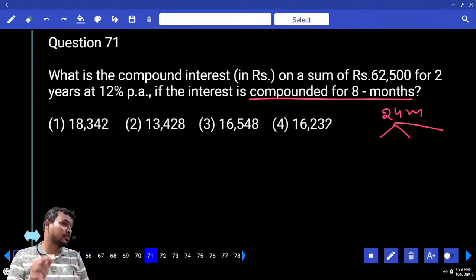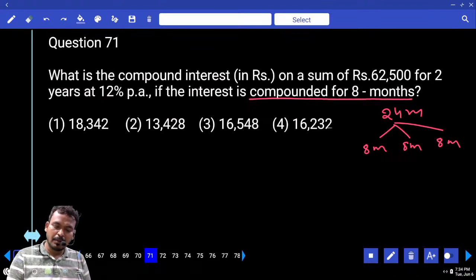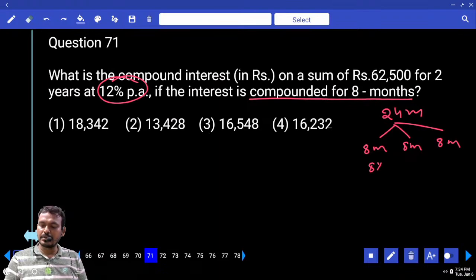Then every 8th month ending amount is also equal to the principal of the 9th month. Means 8 months, 8 months, 8 months. Total how many times do we need? 3 times. What is the per annum rate of percent? 12%. Then the 8 months rate of percent? 8%.